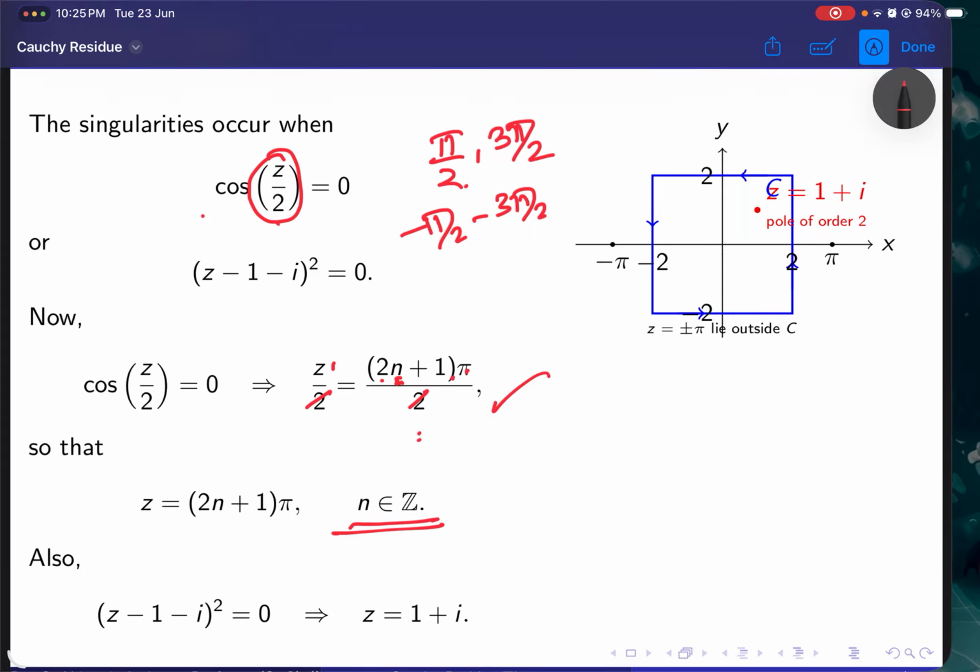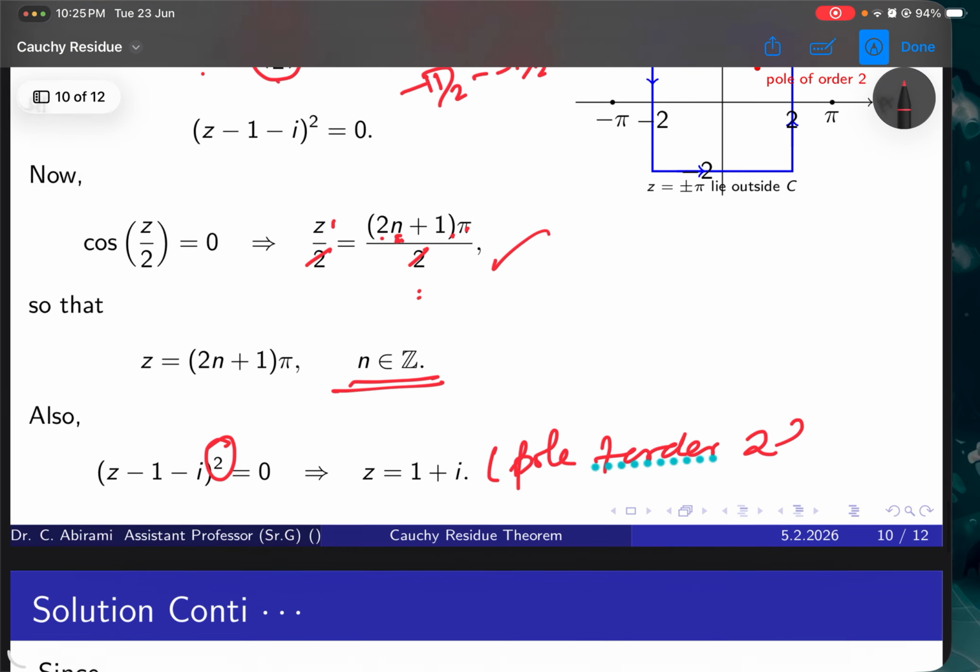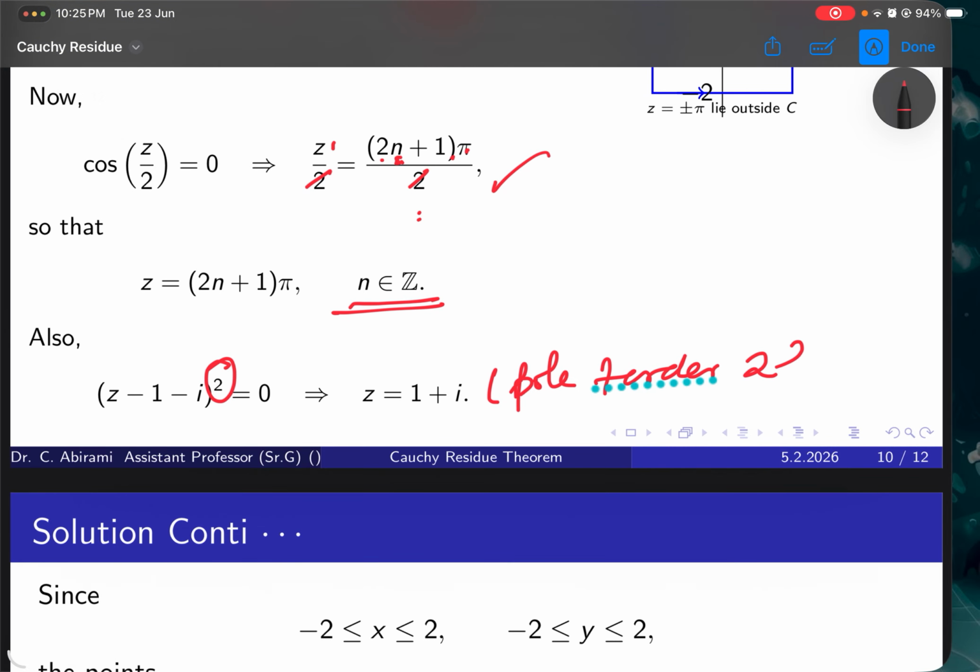Z means integer. And also (z - 1 - i) the whole square equal to 0 means z is equal to 1 plus i is a pole of order 2, because we have two roots, (z - 1 - i) repeated 2 times. So z is equal to 1 plus i is a pole of order 2.